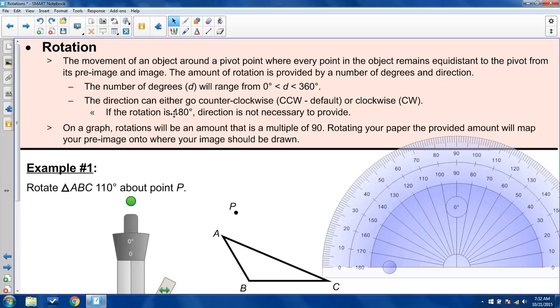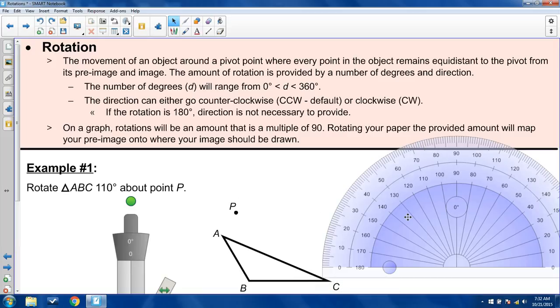Now it also has direction. If someone asks you to rotate 90 degrees, you might ask, which way? They might say left or right, but we're going to talk about clockwise and counterclockwise. By default, if it does not indicate the direction, assume it means counterclockwise, which might not seem normal for you, but just make that assumption. If the rotation's 180 degrees, direction wouldn't be necessary to provide anyway. It wouldn't matter because 180 clockwise or counterclockwise puts you in the same place in general.